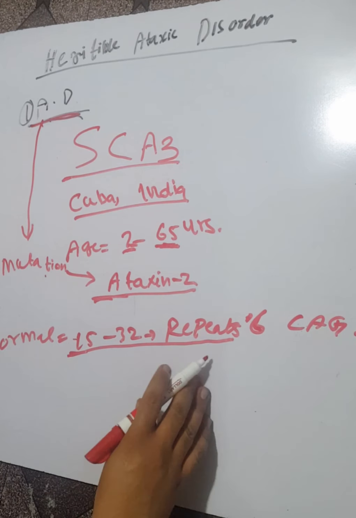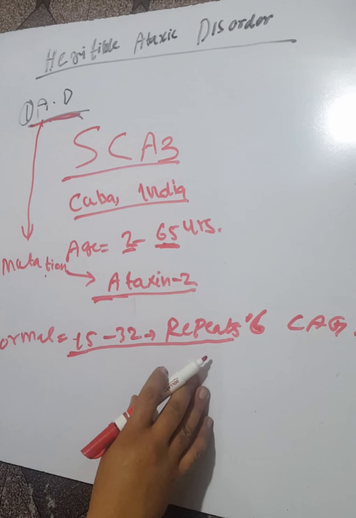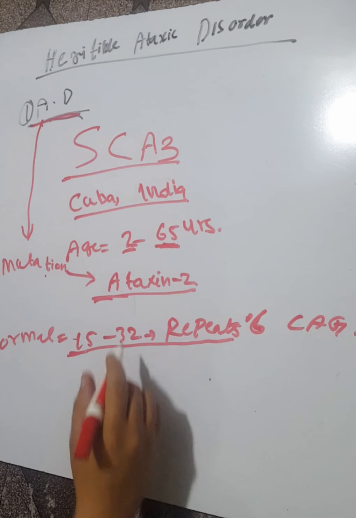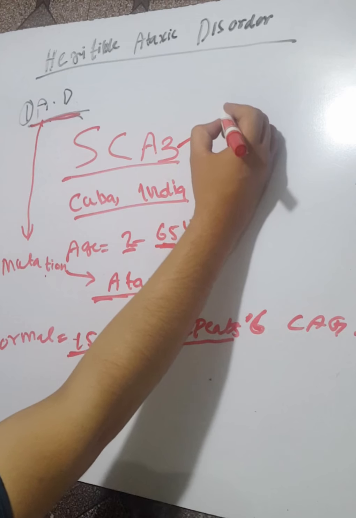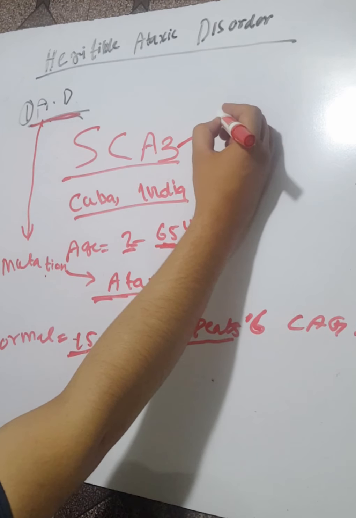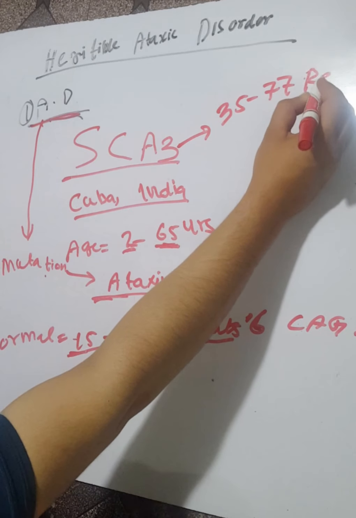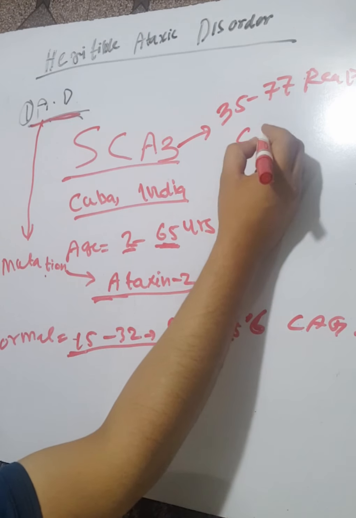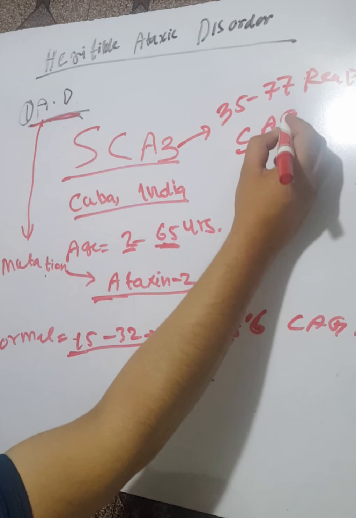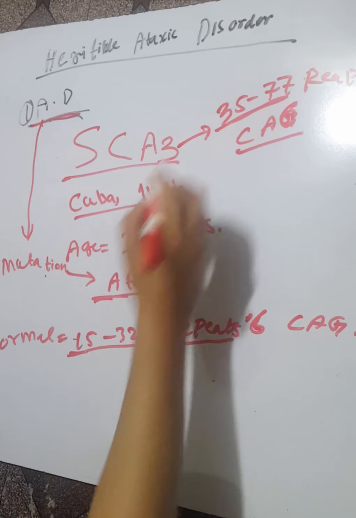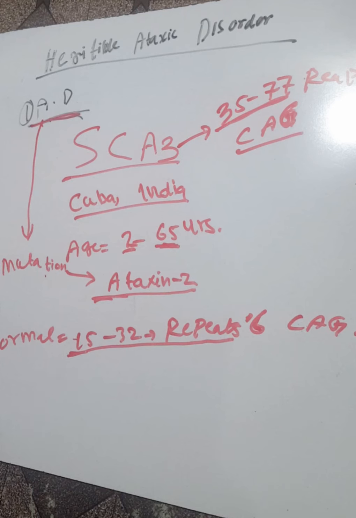But in cases of SCA3, the mutation has 35 to 77 repeats of the CAG repeat sequence. The repetition increases and that causes SCA3 disease. Now we will discuss the SCA6 disease.